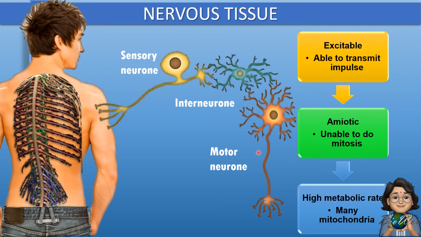The nervous tissues use a lot of ATP to carry out the transmission of impulse. So they contain many mitochondria to generate energy.